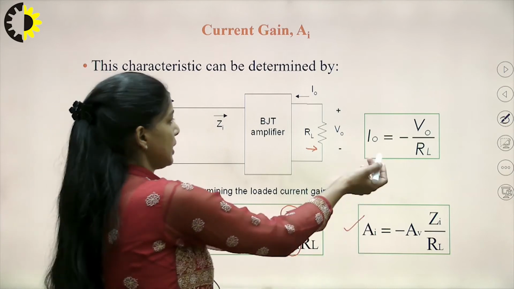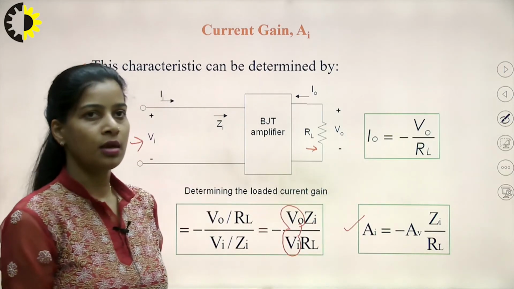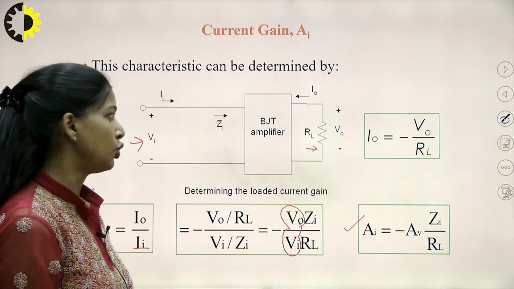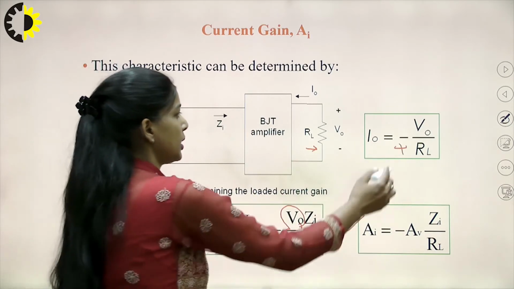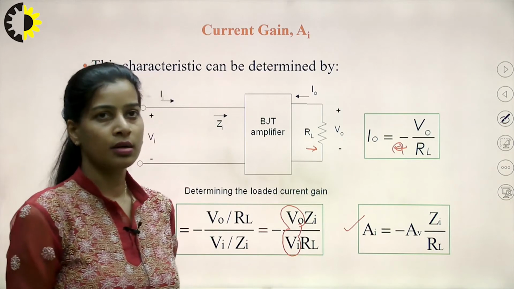Output current, that we know we can write as output voltage upon load resistance, and this negative sign is showing the direction of the current.